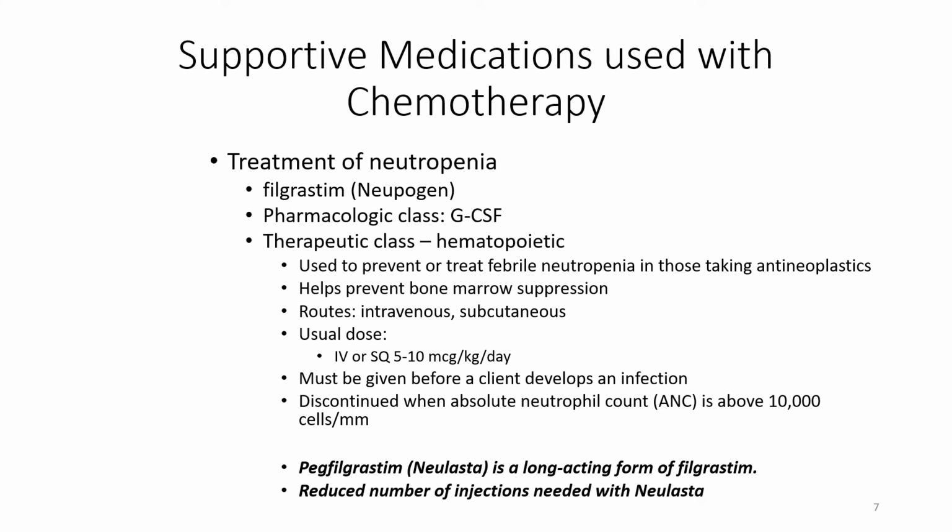So neutropenia, which is a low white count, is a real problem with people who receive chemotherapy because of the bone marrow suppression. This is its pharm class. It's a G-CSF. It is a hematopoietic, so that means it creates blood cells. It helps prevent bone marrow suppression. We can give this IV. Patients can give it subcutaneously at home. IV or sub-Q is 5 to 10 mics per kilogram per day. It cannot be given if the patient has already developed an infection, and we need to monitor the absolute neutrophil count, and it will be discontinued, of course, by the healthcare provider if their ANC is greater than 10,000.